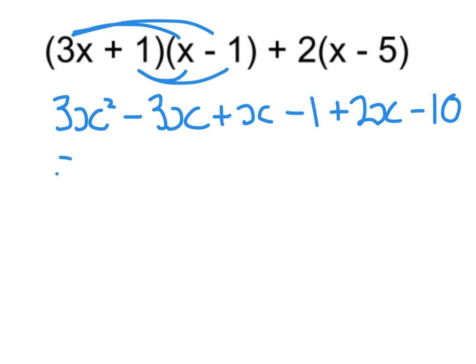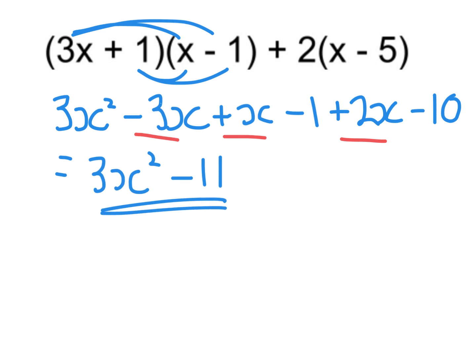Right, tidy up part. Our x squareds, we only have 3x squared. Our x's, we have minus 3 plus 1 plus 2. So that's just minus 3 plus 3. So the x's actually disappear here, so you don't write anything. And then minus 1 and minus 10 give you minus 11. I quite like that one to show you that sometimes a letter does actually disappear.